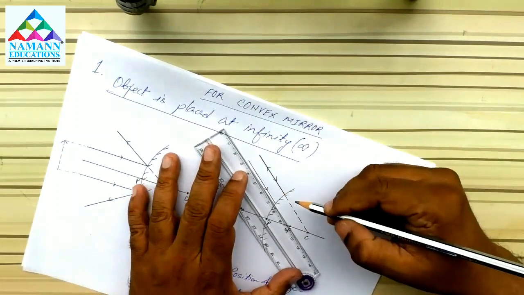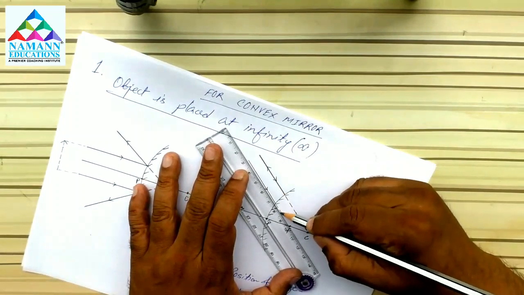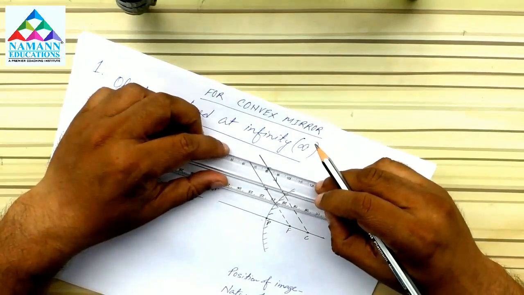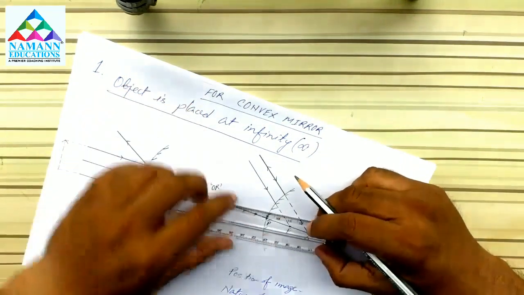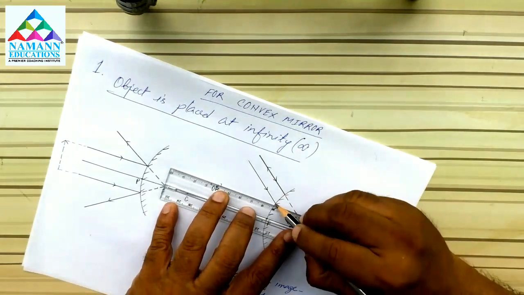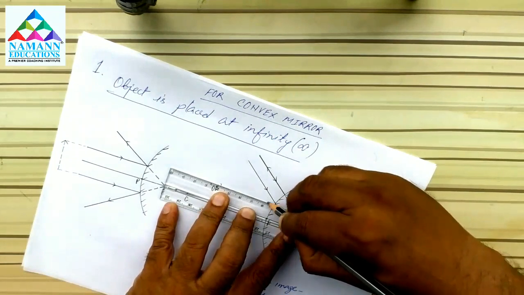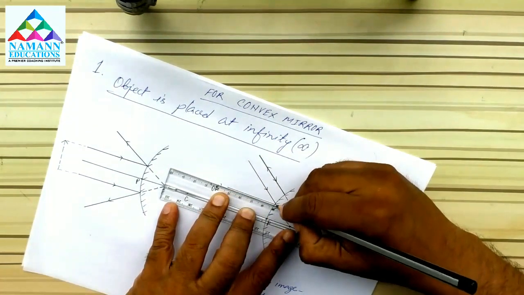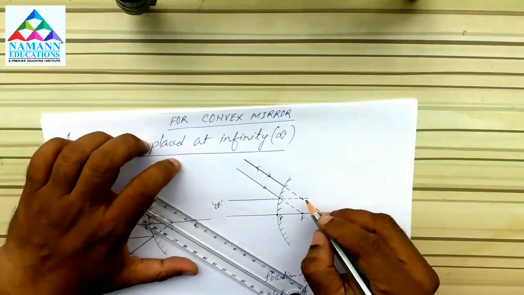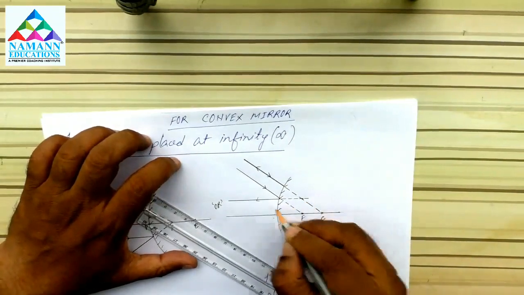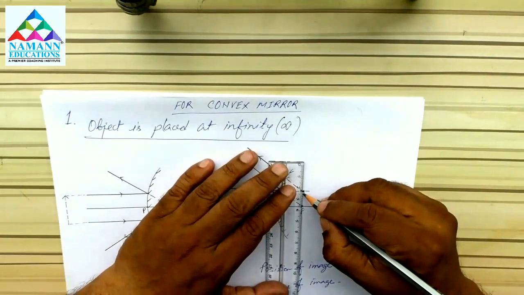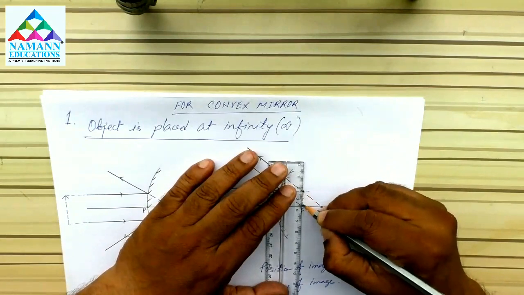So after reflection according to the rule, this light ray after reflection becomes parallel to the principal axis. If you produce it back, it will intersect with this reflected ray. So this is the point of intersection, and here we can draw the image. So if object is placed at infinity, image is formed at focus.